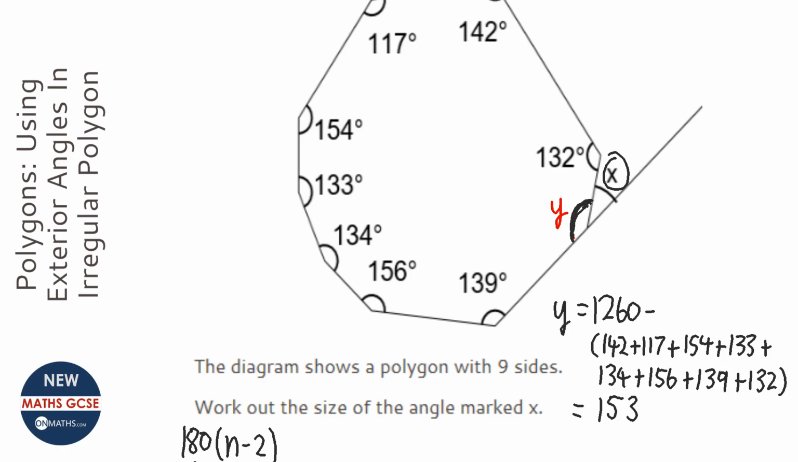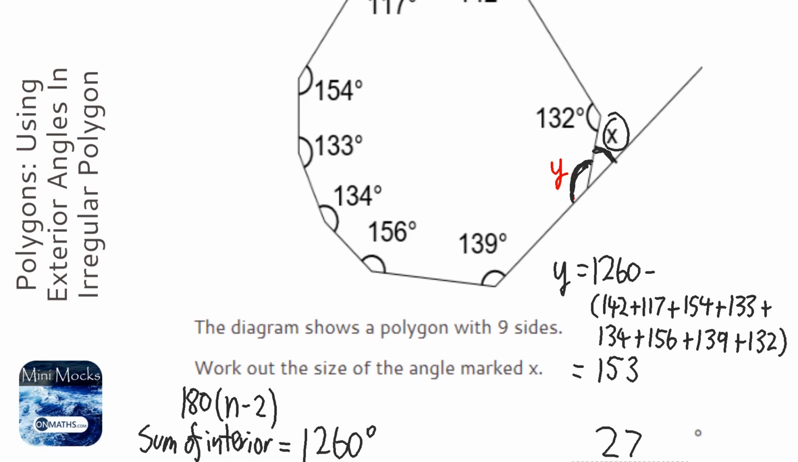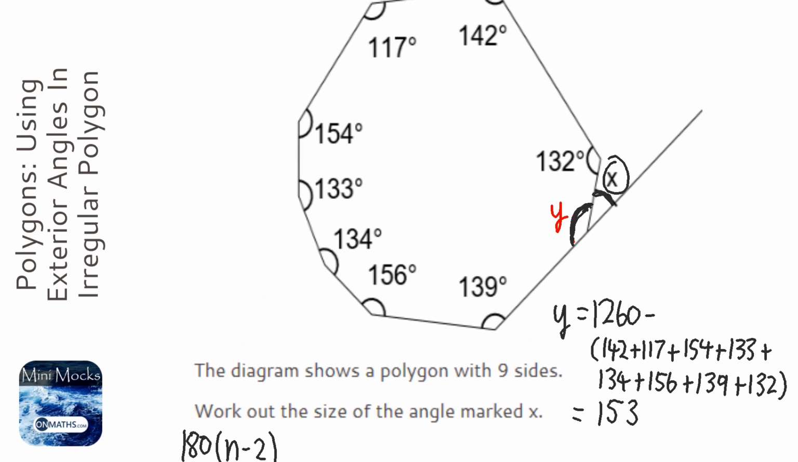And also x looks small, so even if x was say 170 degrees, that doesn't mean x isn't 170 degrees, but just check your answer if it looks a bit unusual. I would say that looks about right, 27 degrees. So I'd check my working if I have time in the exam, but I'm happy to leave that. It's probably correct.